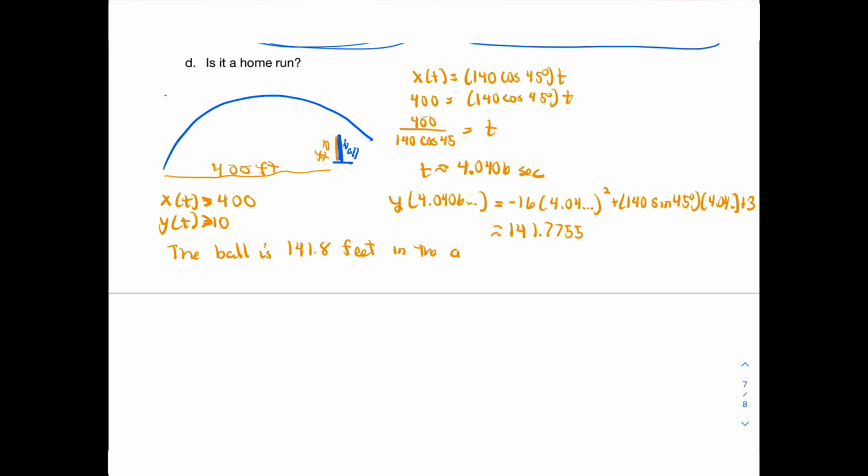So the ball, how I can write a sentence about this, I could say that the ball is 141 feet in the air when it soars out of the ballpark. So therefore, my conclusion is it is a home run. With the bases loaded, they win. And this is an example of how we can use parametric curves to help us solve real-life application problems.